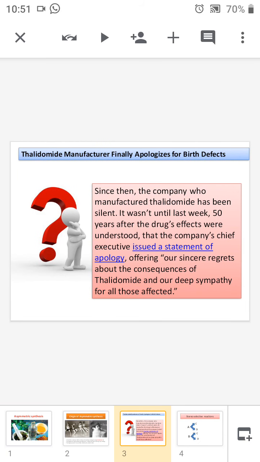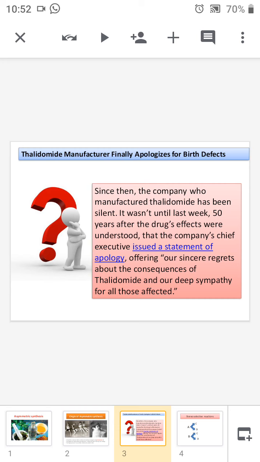The company that manufactured thalidomide had been silent, and it was only last week, 15 years after the drug's effects were understood, that the company's chief executive issued a statement of apology, offering our sincere regret about the consequences of thalidomide and our deep sympathy for all those affected.